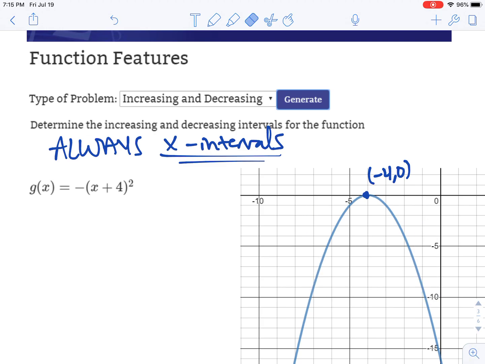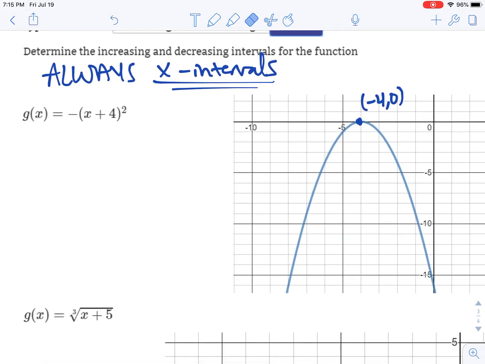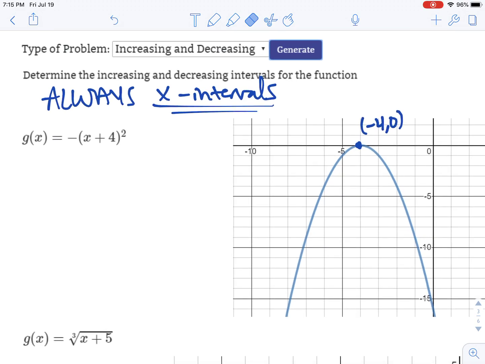It wouldn't make any sense because if I said, for example, negative infinity to 0 for y's, well, that's increasing and it's decreasing. So it doesn't make any sense. Whereas x intervals, there's only one way we could write it that would be clear enough to say increasing and decreasing. So always make sure you do x intervals for increasing and decreasing.